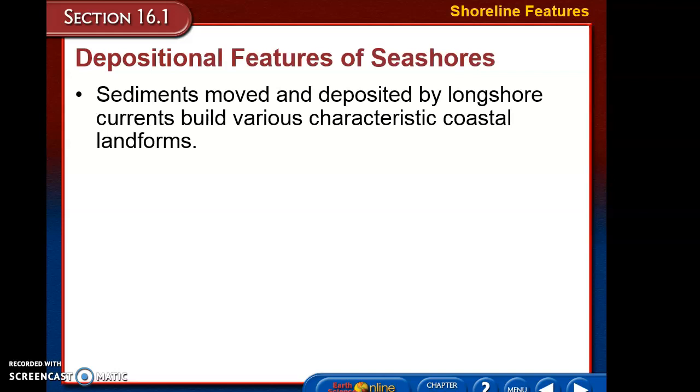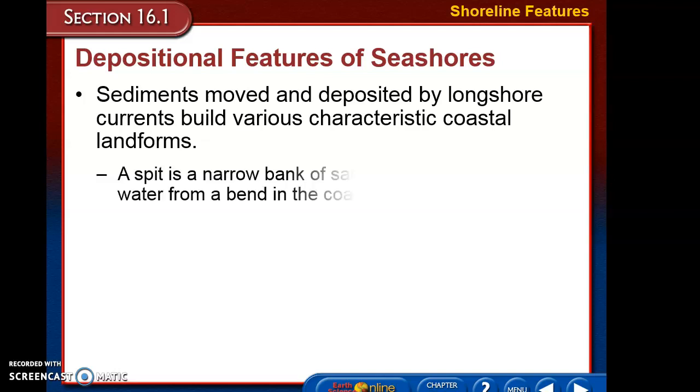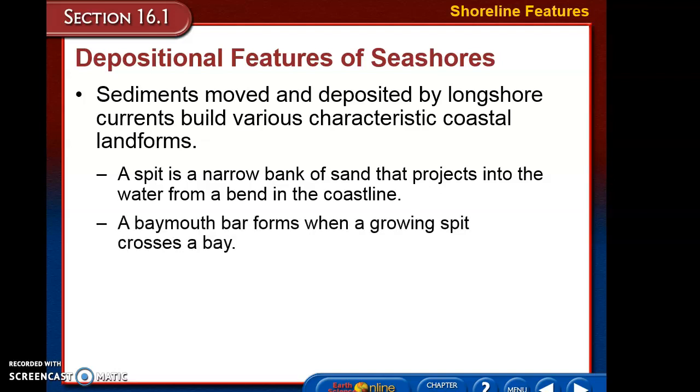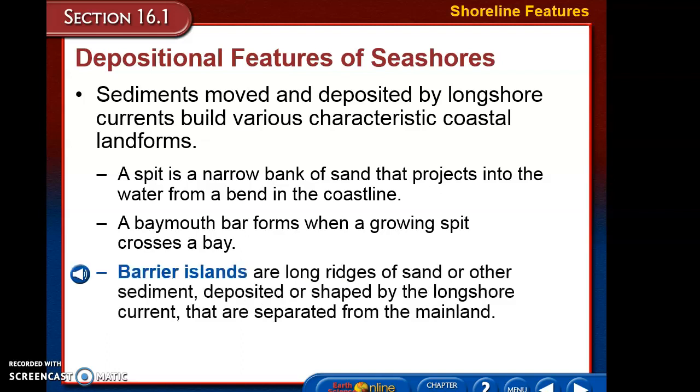So along with the sediments that are being moved by the longshore currents, they actually build up a lot of coastal landforms. You can get a spit. You can get a bay mouth bar. And you get something we know a lot of in North Carolina, the barrier islands. These are long ridges of sand or other sediment deposited and shaped by the longshore current and are separated from the mainland.